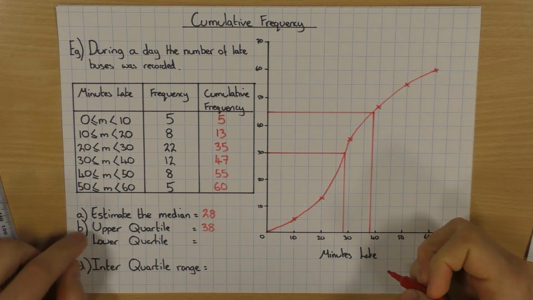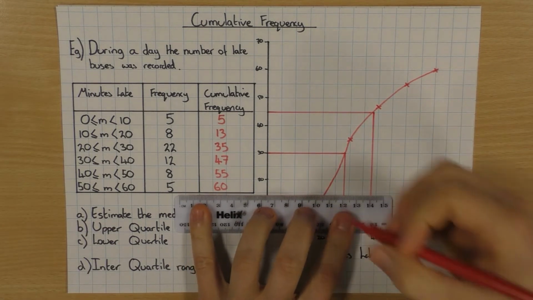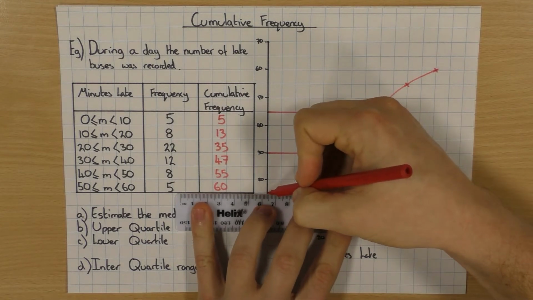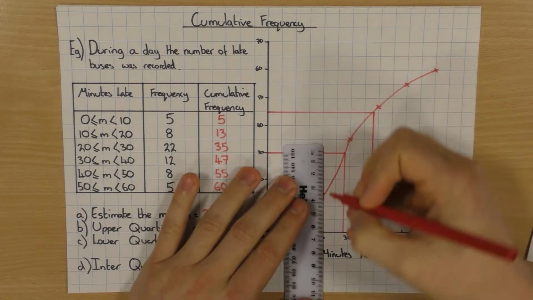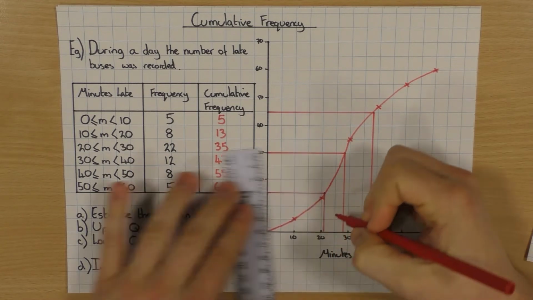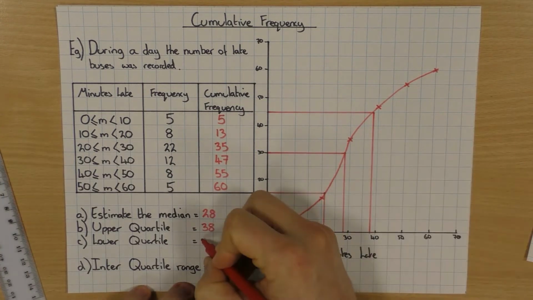And the lower quartile, you might have guessed it, if the upper is 3/4, the lower is 1/4. So 1/4 of 60 is 15. So there we go, and down, and I'm going to say that's 21.